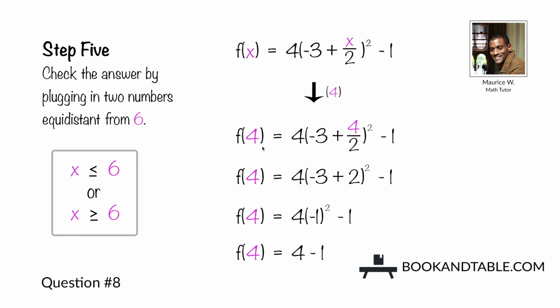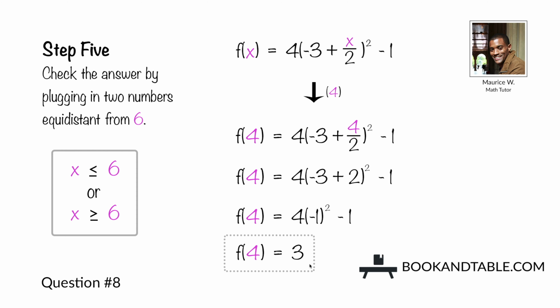So f of 4 is equal to, inside of the parentheses, we have 4 over 2, which is 2. Negative 3 plus 2 is negative 1. And negative 1 squared would be 1. So 4 times 1 would give us 4 minus 1, which is 3. So we find that f of 4 is equal to positive 3.